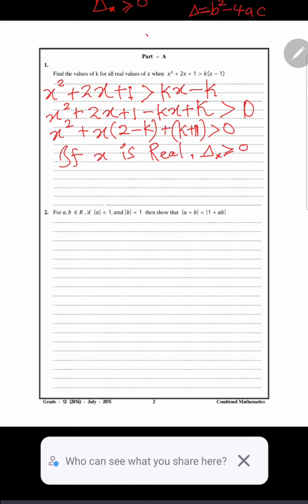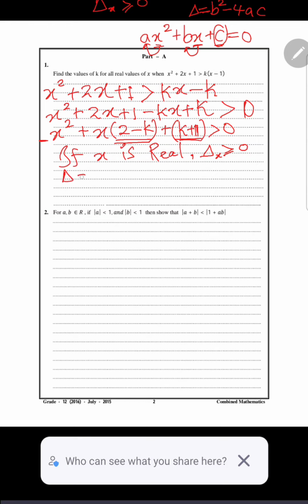So the quadratic equation must be in this form: ax square plus bx plus c equals 0. There must be an x square term, an x term and a constant term. So b is the coefficient of the x term, a is the coefficient of the x square term, c is the constant term. Here the coefficient of x square, which is a, is 1. Coefficient of the x term is 2 minus k, constant is k plus 1.